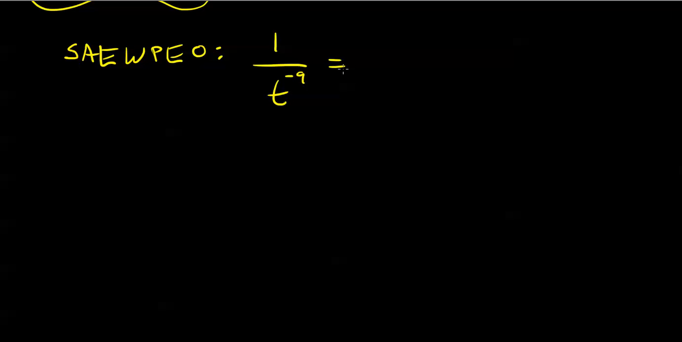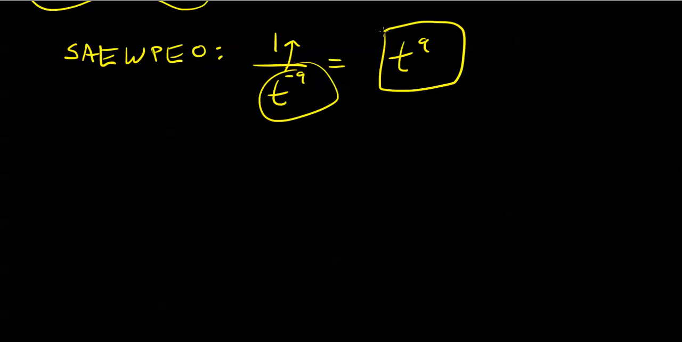Let's say I've got, give me the instructions first: simplify and express with positive exponents only. Let's start nice and easy here: 1 over t to the minus ninth power. All you have to remember is, if you get a negative exponent in your denominator, you can move it up to your numerator as a factor as long as you change your exponent sign. So 1 over t to the minus ninth, by definition, is t to the ninth power.